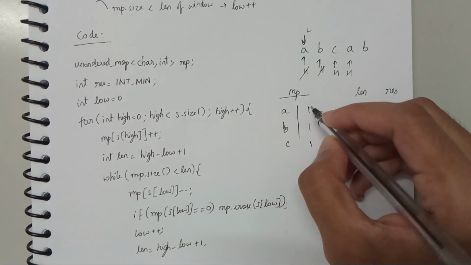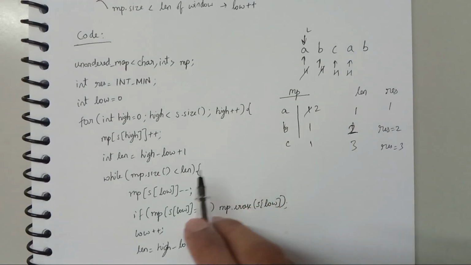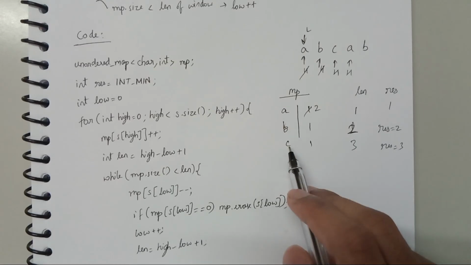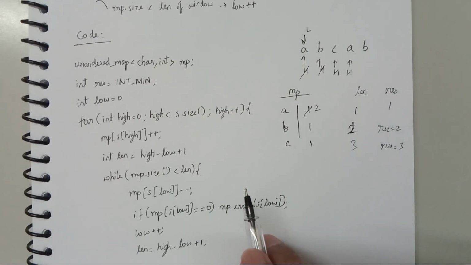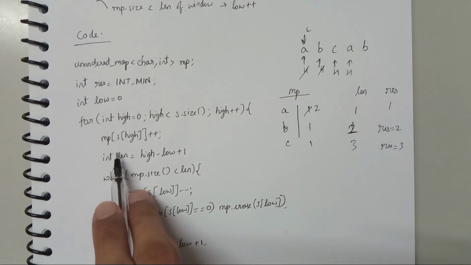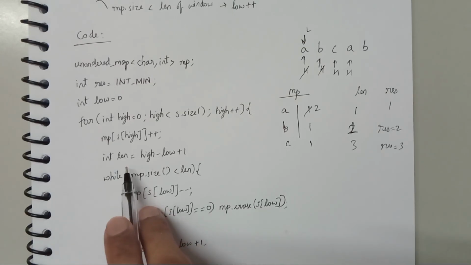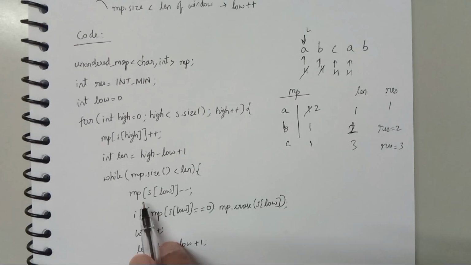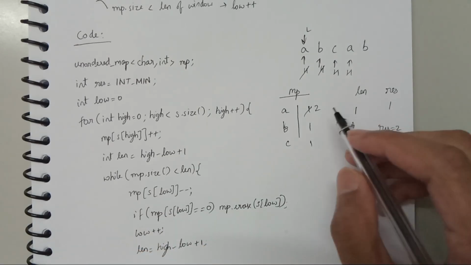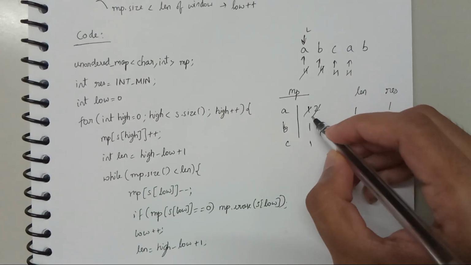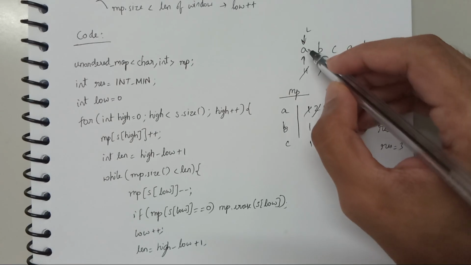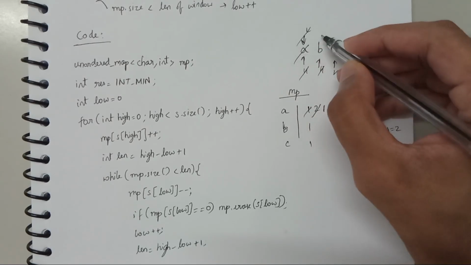Now a will be 2, so if we check here mp dot size will be 3 because there are only 3 unique elements, but the length is 4. Since mp dot size 3 is less than 4, we shrink the window. So mp of s of low minus minus, that means we first decrease a, a will be 1 now, and we do low plus plus, so we move from here to here.